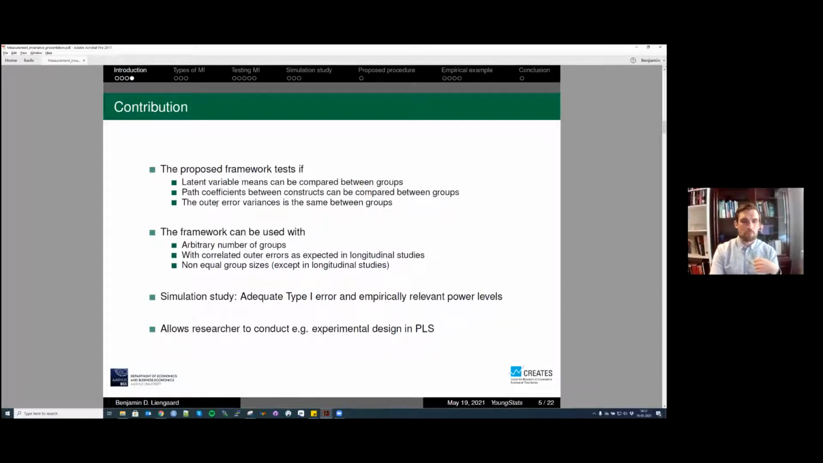relevant power levels also. Lastly, I'll just show you an experimental design using PLS. I've not seen this done before. Maybe Jörg has seen some of this before, but I've not been able to find experimental designs in PLS. And this framework here actually enables researchers to do these experimental designs in PLS.